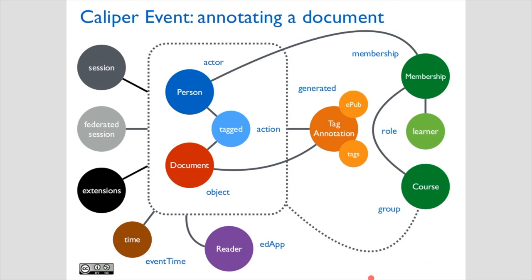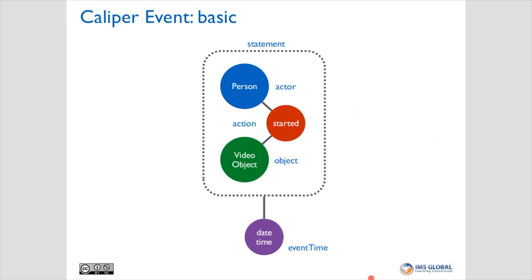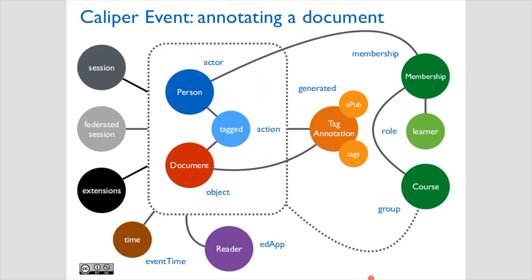So starting from a very simple event within Caliper, you can construct an event that's quite rich in terms of the contextual information that you would want to send down the event stream for later evaluation.